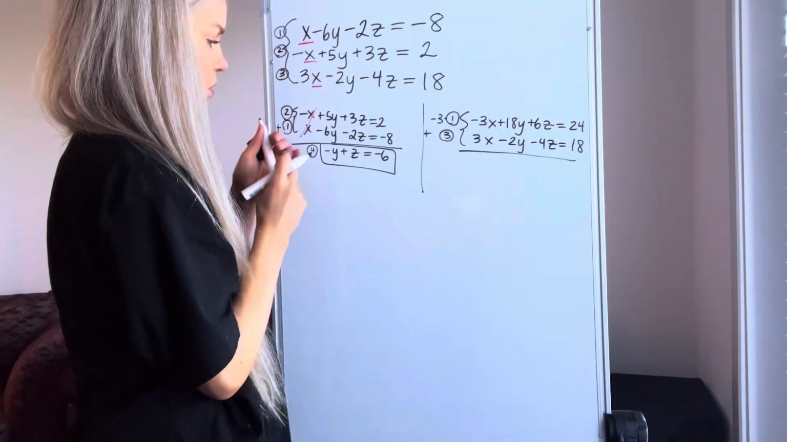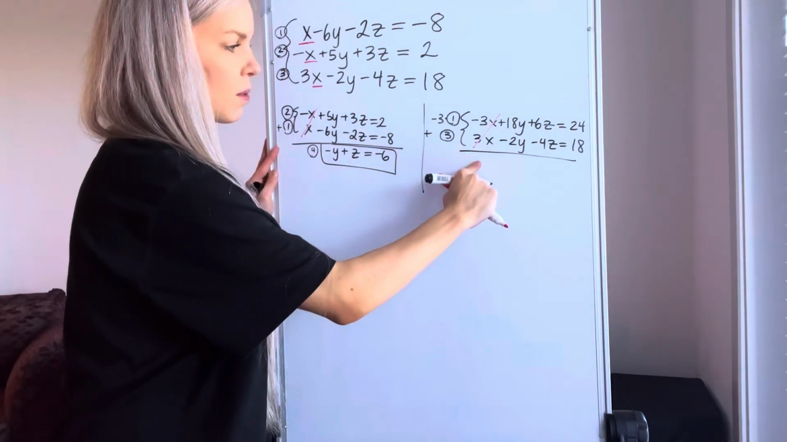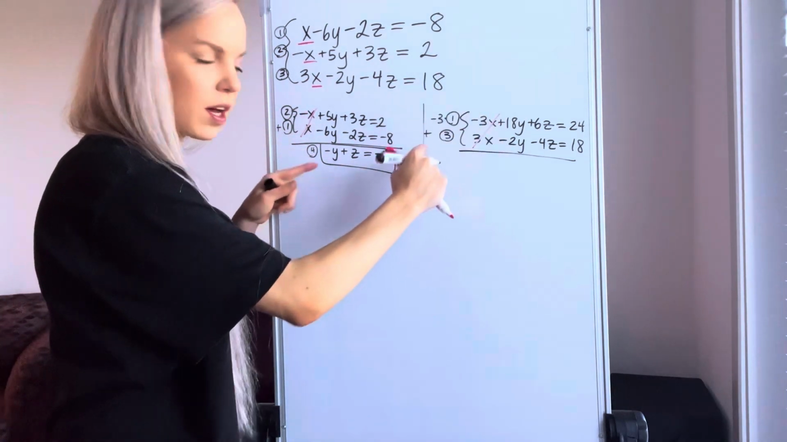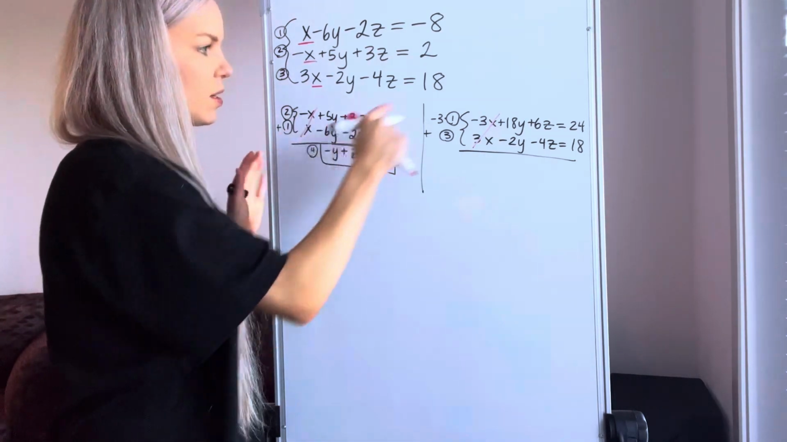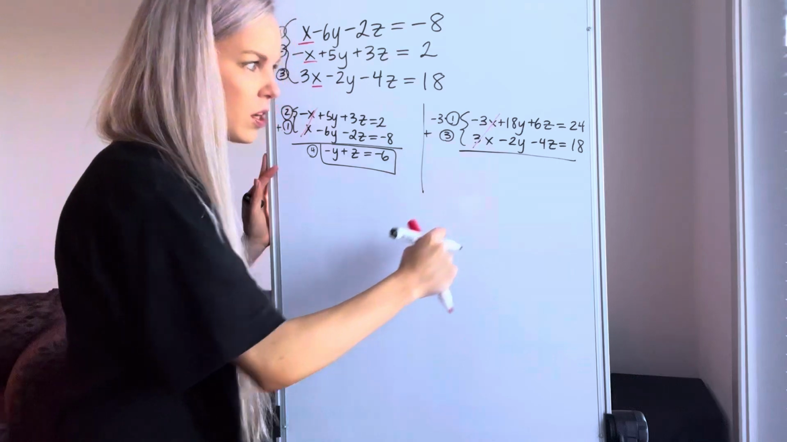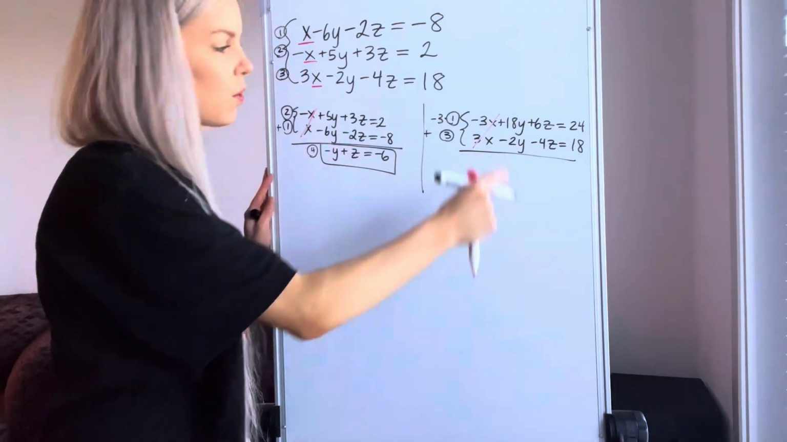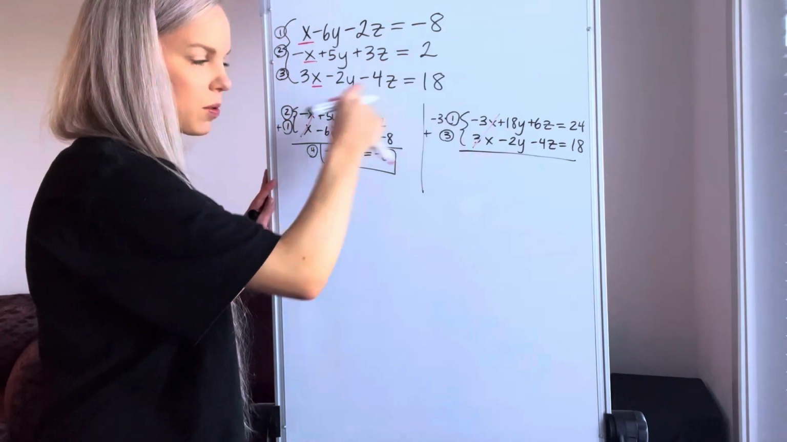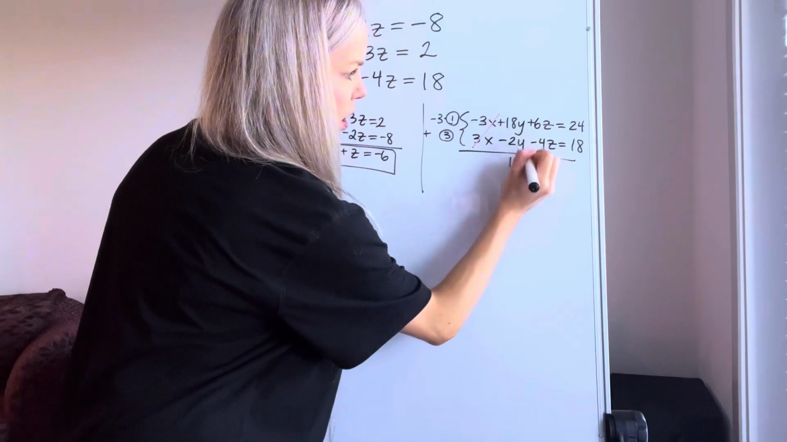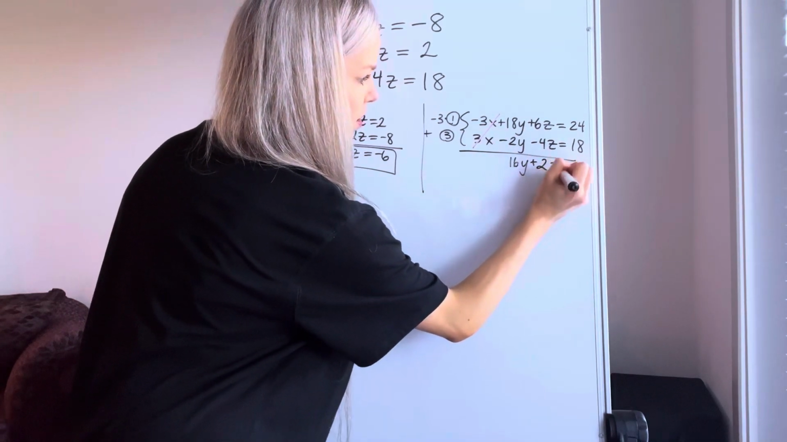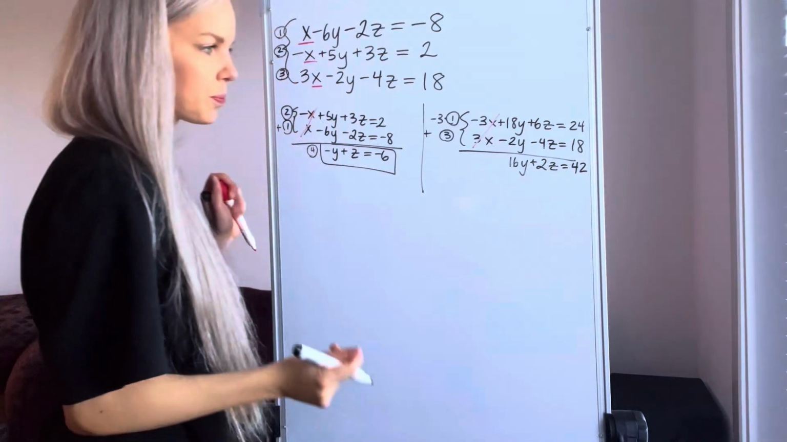the x's will cancel. You have to make sure when you do this step and this step that you're canceling the same variable each time. We want our final equations to have the same variable. So I canceled x here, I also have to cancel x here. Just because it's easy to cancel a different variable, you don't want to do that. You have to cancel the same variable in both steps. That leaves me with a 16y plus 2z, and then 18 plus 24 is 42.